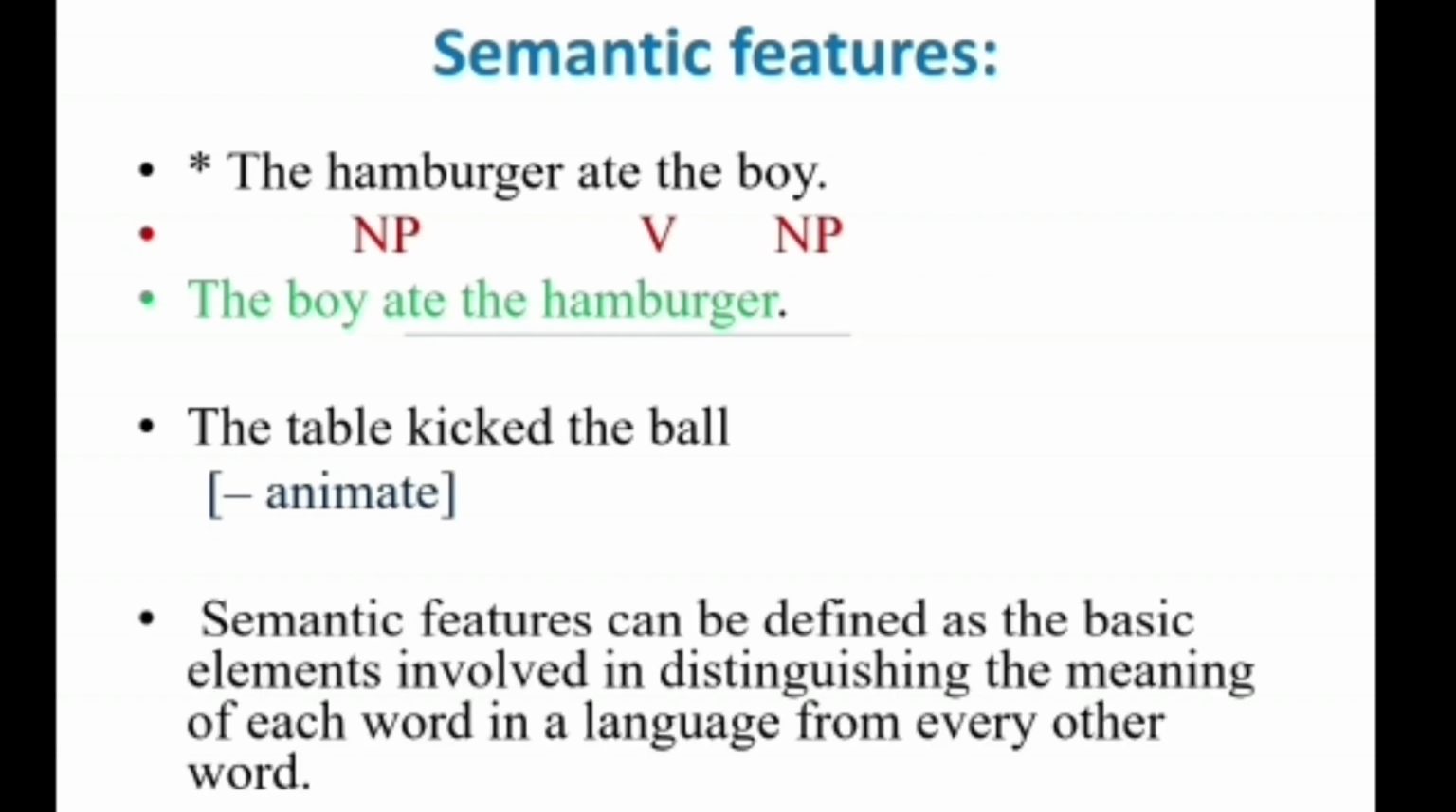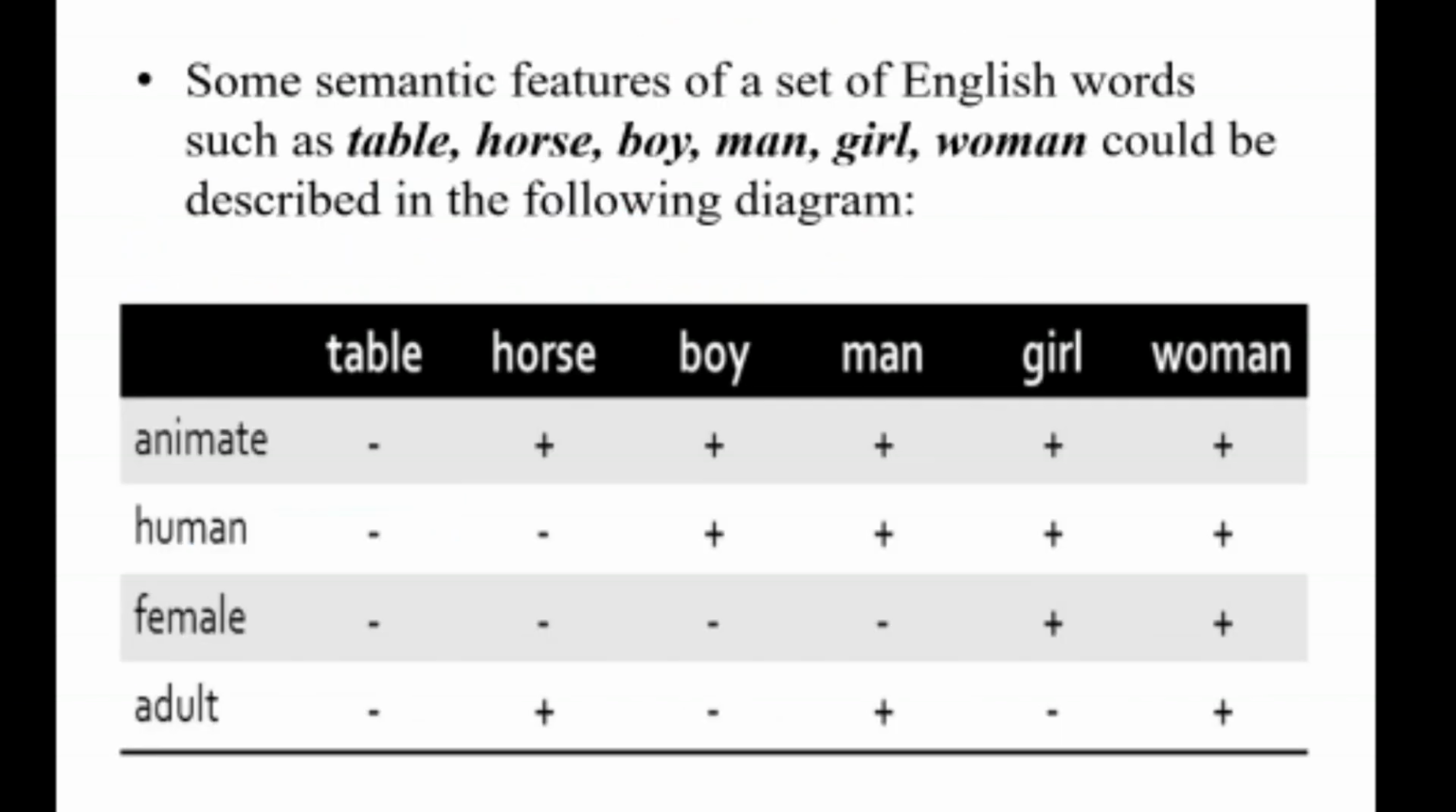Semantic features can be defined then as the basic elements involved in differentiating the meaning of each word in a language from every other word. So here, if we have the following words in English, like say table, horse, boy, man, girl, woman, and you want to provide distinguishing features of meaning for these words, we would have, for example, the following features: animate, human, female, adult.